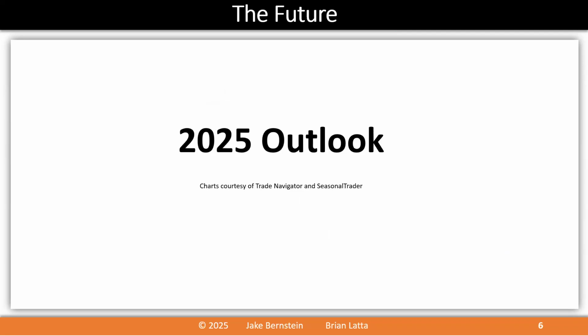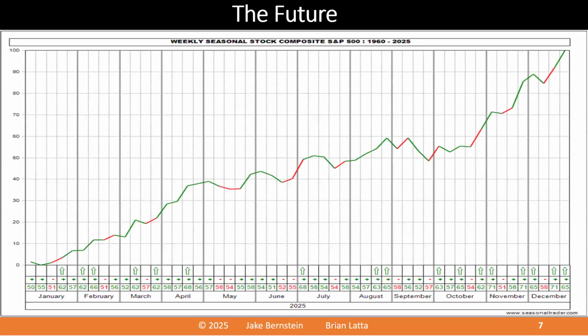Also, at this point, we had a request to talk about where we think 2025 will go. For that, I'm going to post up from Jake's seasonaltrader.com website the normalized chart of the S&P 500. You should be able to see here that this data is from 1960 to 2025. So this is a huge amount of data. This is what we anticipate that the S&P would do, based on the last 65 years of data.